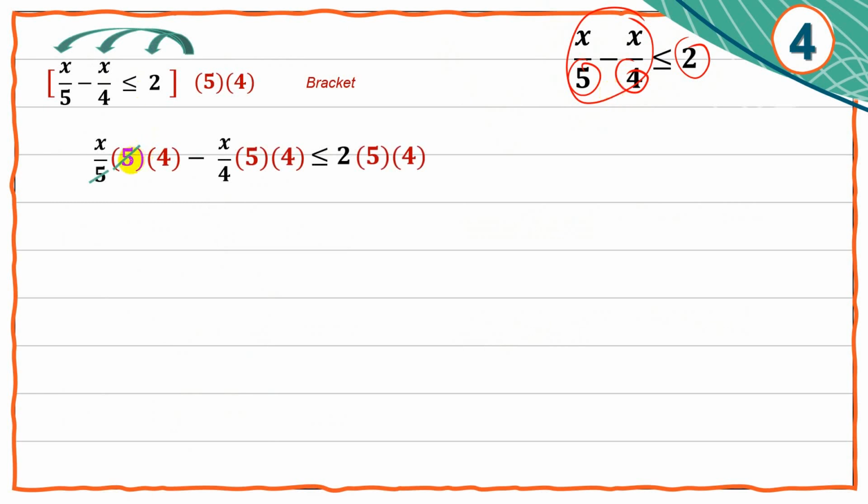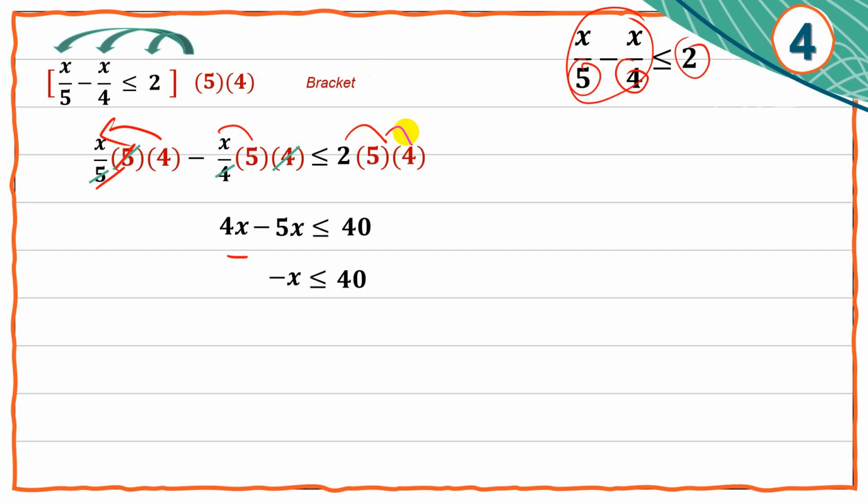And then, okay, we can just cancel this. So what will remain is 4 times x or 4x. And then after that, we can just cancel this, and then 5 times negative x is negative 5x. Is less than or equal to 2 times 5 times 4. 2 times 5 is 10 times 4 is 40. And then after that, 4x minus 5x is just simply negative x is less than or equal to 40.